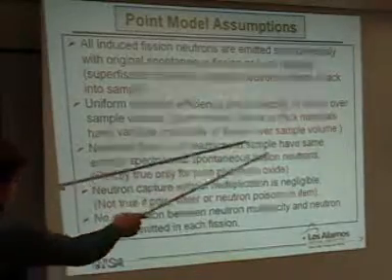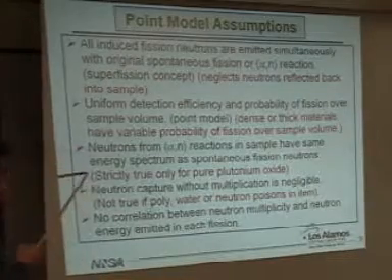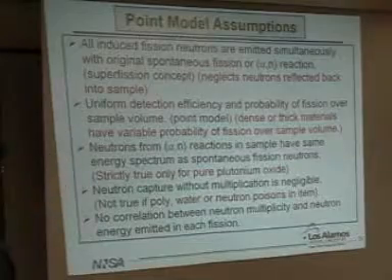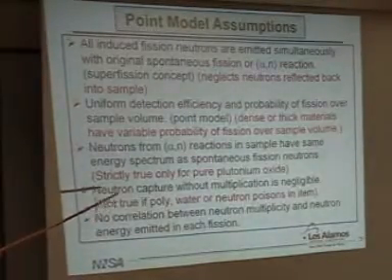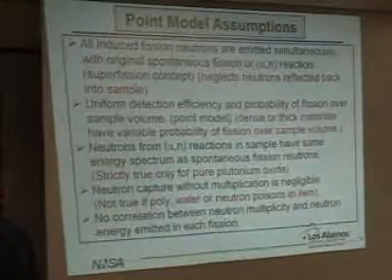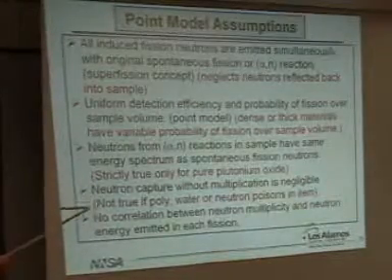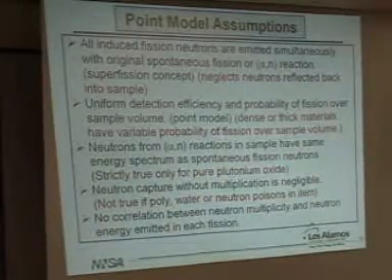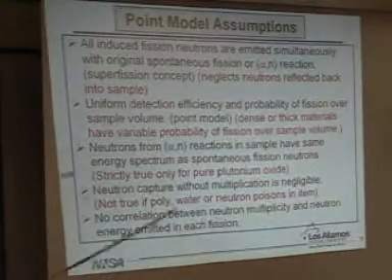Neutrons from alpha n reactions in the sample have the same energy spectrum as spontaneous fission neutrons. This is only strictly true for plutonium oxide. Any other impurities in there will produce different energy neutrons from alpha n reactions. Neutron capture without multiplication is negligible. This is not true if you have any type of poly, water, or poisons in your sample. Then you will have it. Whether it's significant or not, that's a different question. But you will have it, and how much effect you will see depends on how much of these substances you have in your items.